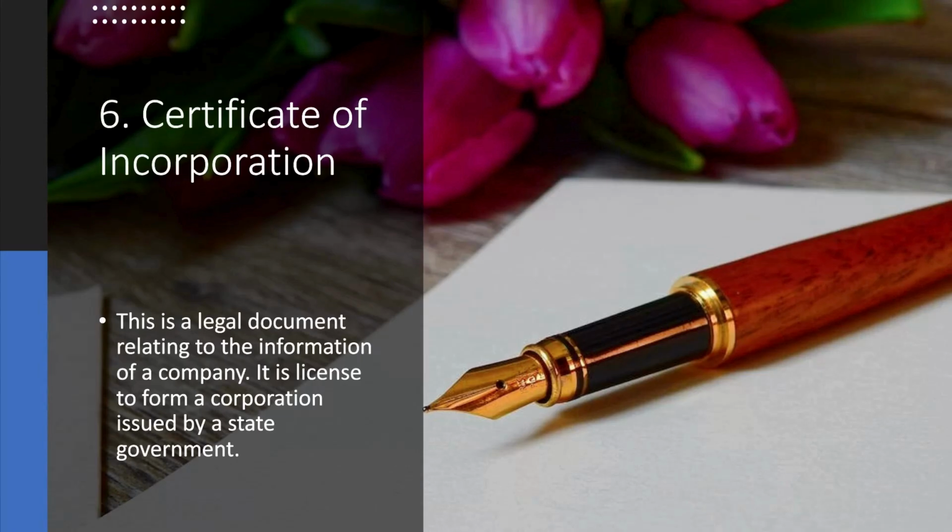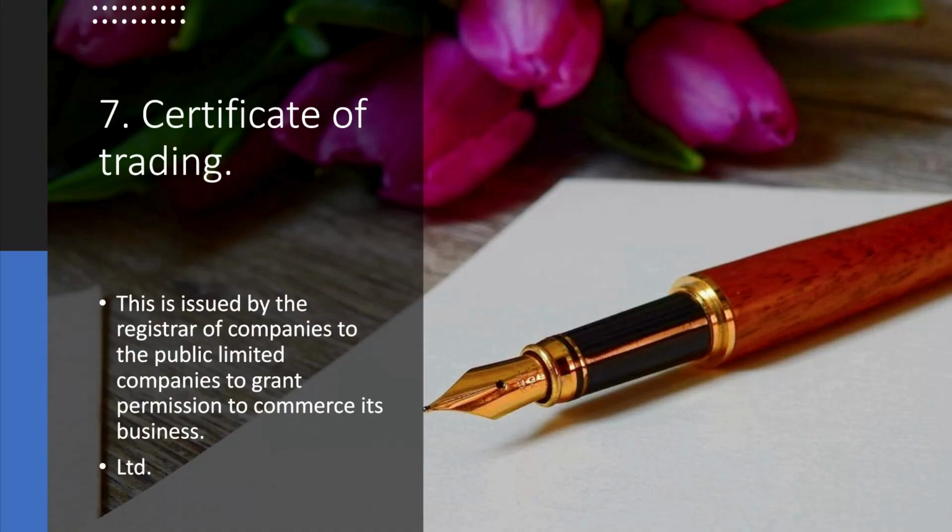The sixth item, certificate of incorporation. This is a legal document relating to the information of a company. It is a license to form a corporation issued by a state government. And lastly, the certificate of trading. This is issued by the registrar of companies to the public limited companies to grant permission to commence its business.